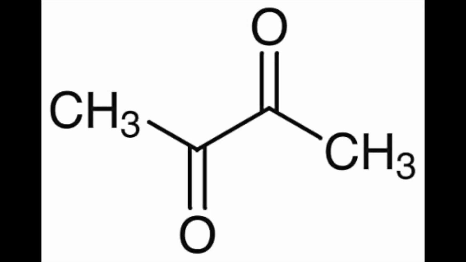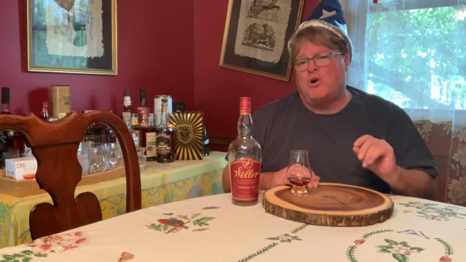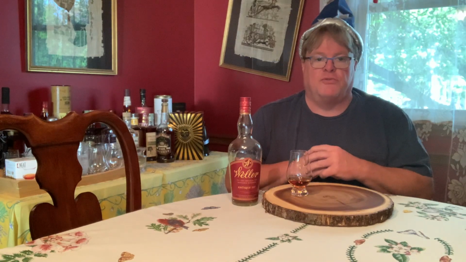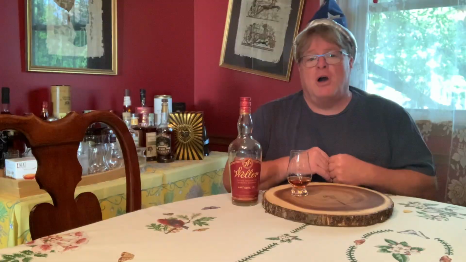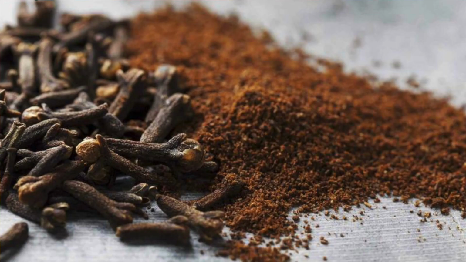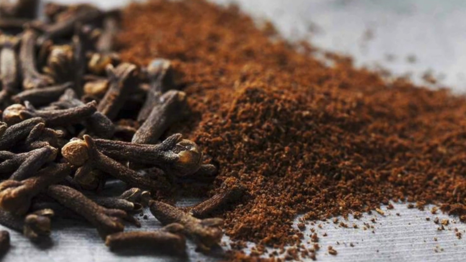Diacetyl comes from bacterial metabolism in the mash, and it can be a good thing at 1 part per million, lending to buttery notes and a nice mouthfeel, but it doesn't take much more to cause cheesy off flavors in the taste profile. As the mash is warmed for distillation, some compounds, such as eugenol, may form to add flavorful cloves and baking spice aromas to the spirit.